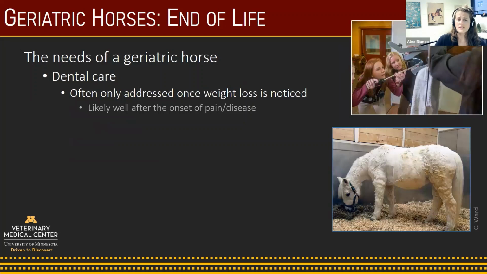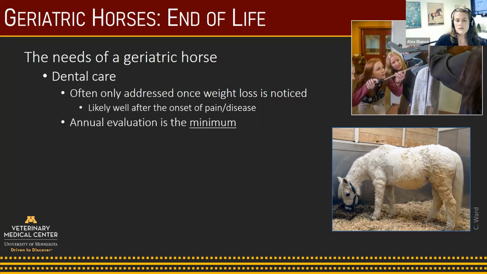So dental care, this is one thing that is really important for geriatric horses, and oftentimes it's only really addressed once weight loss is noticed. And this is likely well after the onset of pain and disease. It takes a lot of pain, dental pain, for a horse to not eat enough and lose weight. So it is important that we assess their mouths frequently. And if we can't, then we need to think about whether we need to euthanize them.